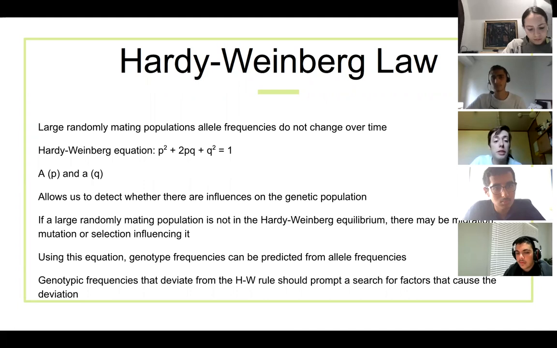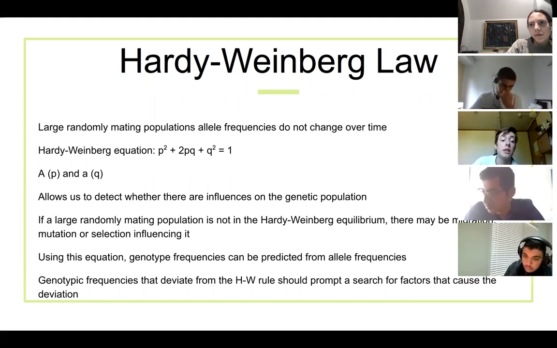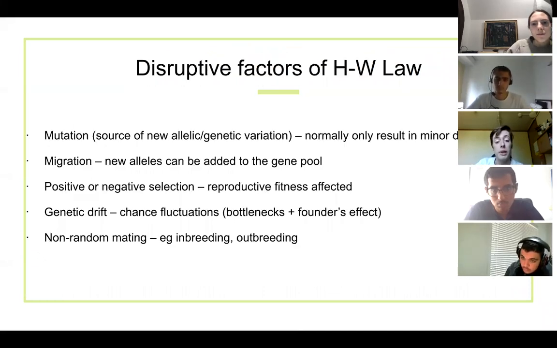And this is the equation: p squared plus 2pq plus q squared equals 1. You'll need to know this, so screenshot it, write it in your notes, whatever. What this allows us to do is determine whether there are influences on a genetic population, and I'm going to go into a few of those on the next slide.